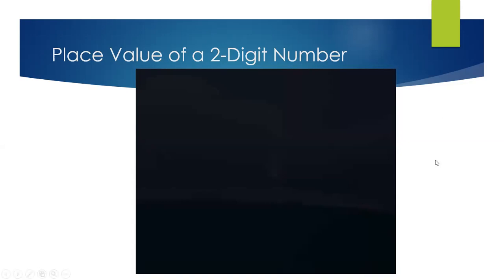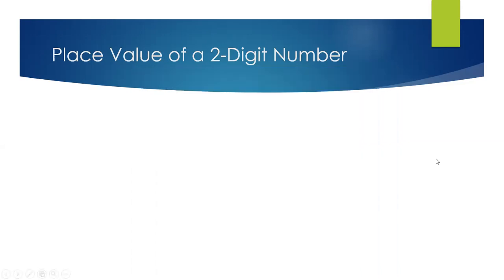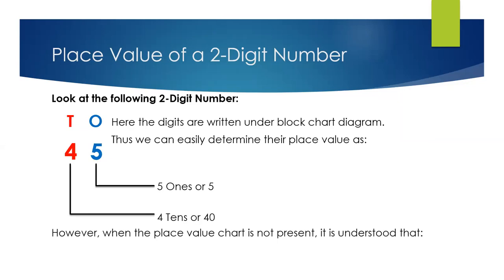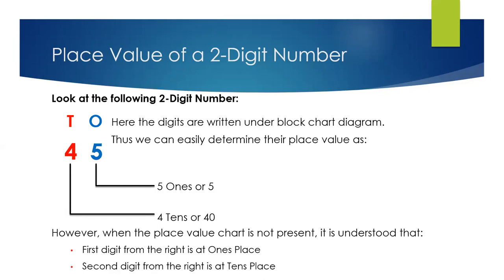So students, you have watched this video. Do you understand that a two-digit number consists of two digits, and the first digit from the right is at ones place, and the second digit from the right is at tens place? So here the digits are written in a block chart diagram, thus we can easily determine the place value. Here 5 is for 5 ones and 4 stands for 4 tens or 40. However, when the place value chart is not present, it is understood that the first digit from the right is at ones place and the second digit from the right is at tens place.